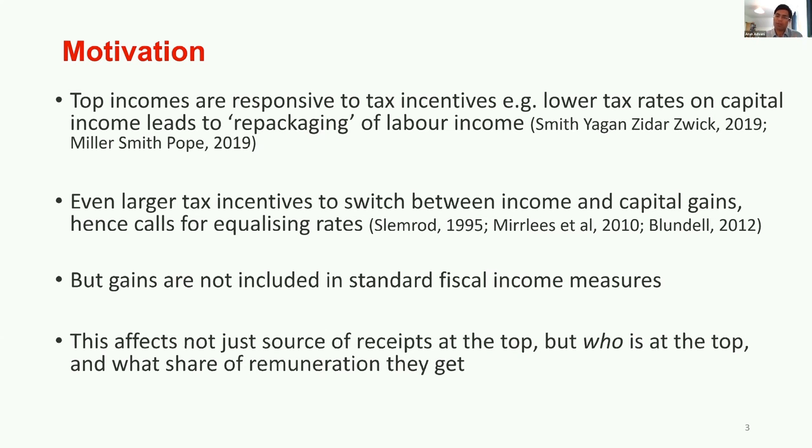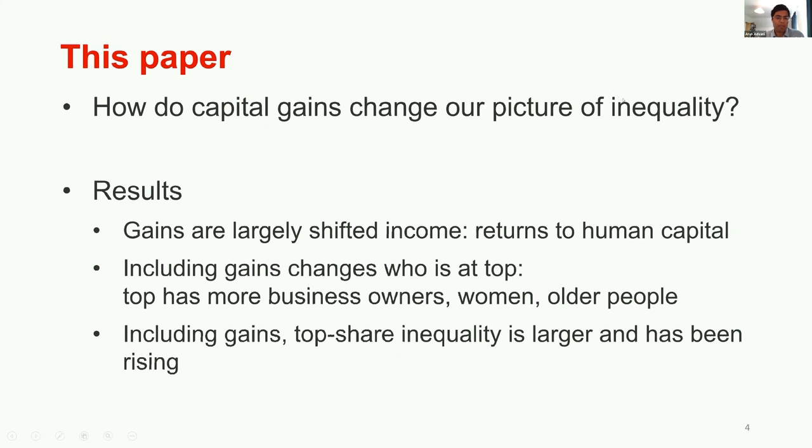Whereas capital gains, because they're excluded, might mean that there are people who have gains who are just not being captured at the top of the distribution, even though they have high returns. And so it misses out who's at the top. It also changes what share of all remuneration goes to people at the top. And so the question for our paper is, how do capital gains change our picture of inequality? How should we think about inequality differently if one were to think that capital gains were worth including?